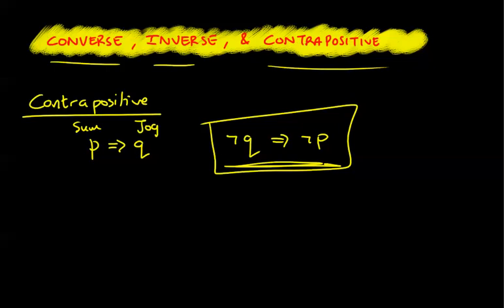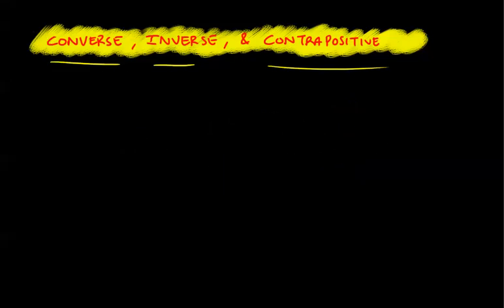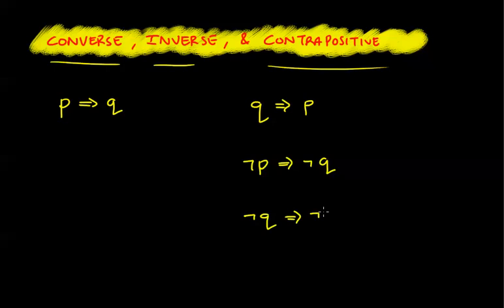So let's just recap them. P implies Q is the basic statement. The converse is Q implies P. The inverse is not P implies not Q. And the contrapositive is not Q implies not P. So that's it. That's all you need to remember, right? And just commit it to memory.